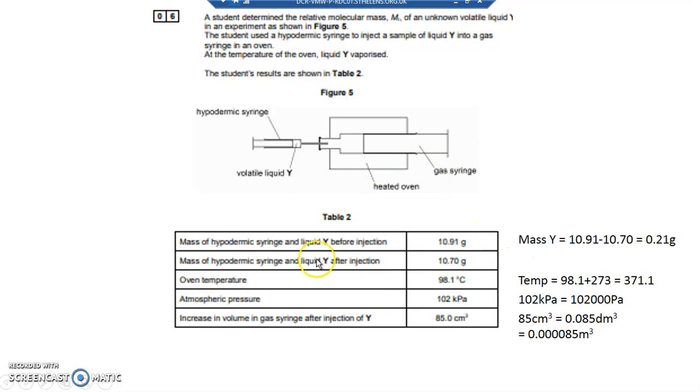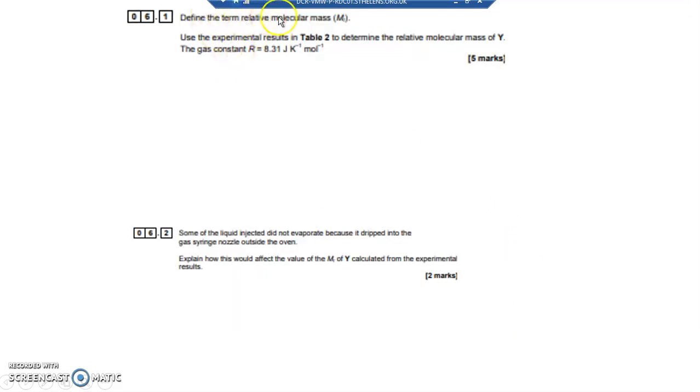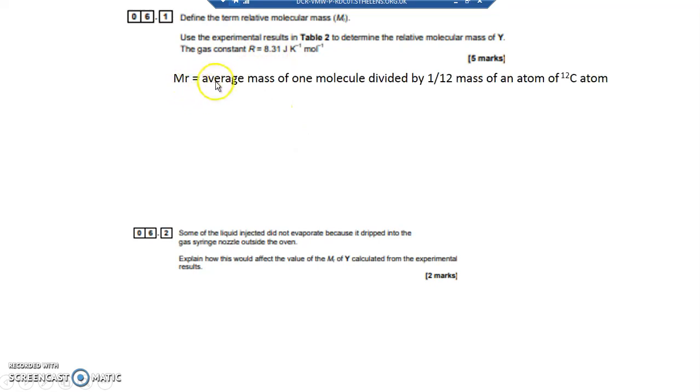So I've got some values now that I can use in PV equals nRT. I know I'm going to be using PV equals nRT because they'll give me temperature, pressure, volume, mass, and things like that. Okay, let's have a look then. Define the term relative molecular mass. Oh, I've been given a gas constant, so it's definitely PV equals nRT. So MR is the average mass of one molecule divided by 1/12 the mass of a carbon-12 atom. That's just something to remember.